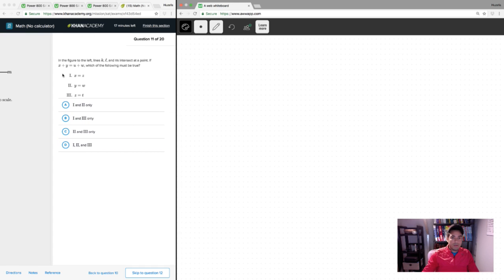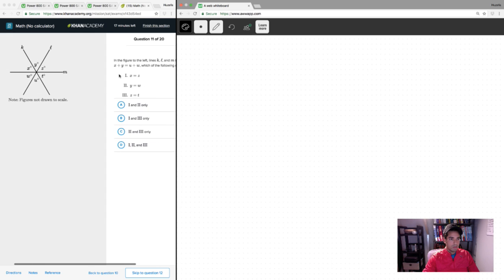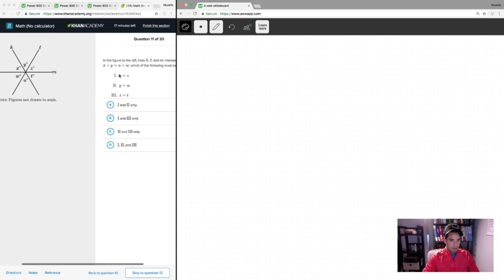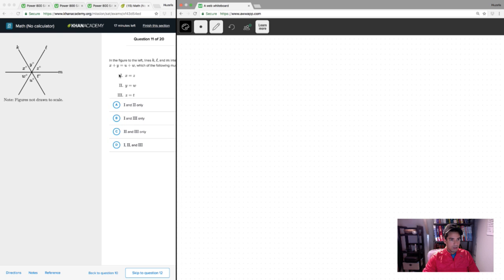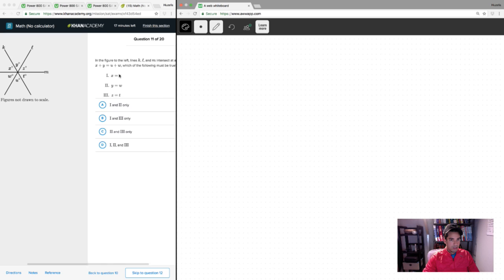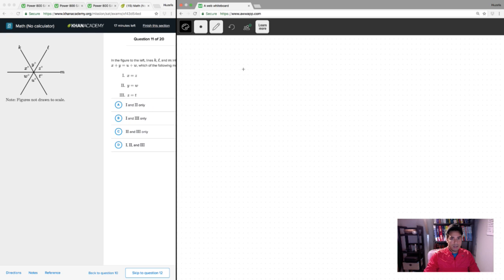In the figure, so this one I'm doing for the first time. In the figure to the left, lines k, l, m intersect at a point. If x plus y equals u plus w, what must be true? Okay, so let's just think about all these values. z equals t. So we're saying x plus y equals u plus w. So it's saying that these two sums are equal. x plus y, and then hold on, let me see something.